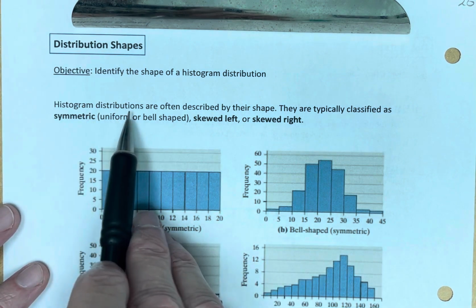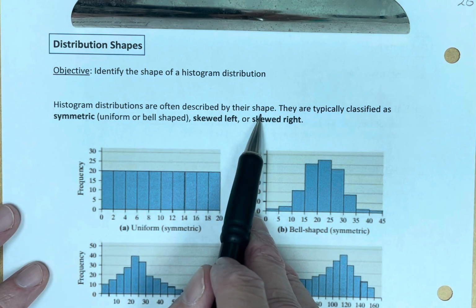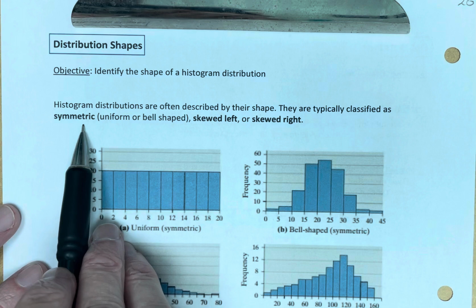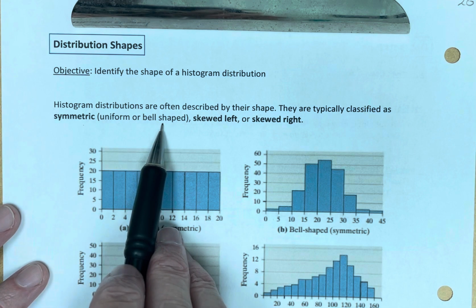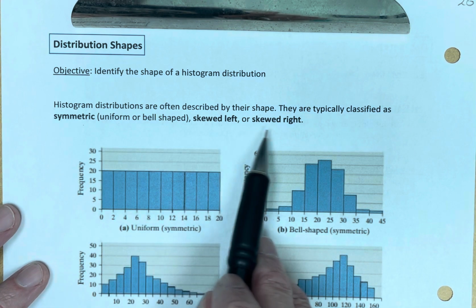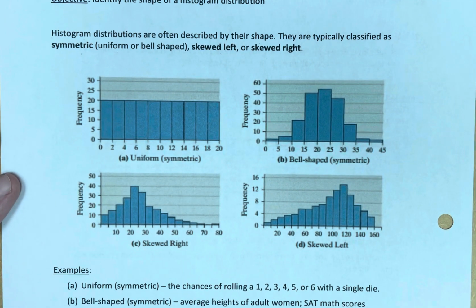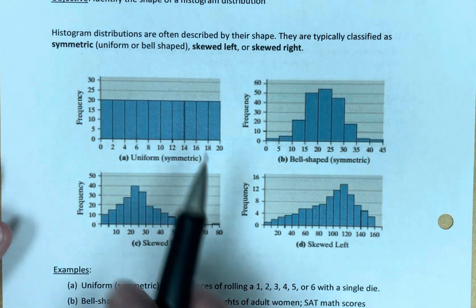Histogram distributions are often described by their shape. They are typically classified as symmetric, which is either uniform or bell-shaped, skewed to the left, or skewed to the right. So what does that look like as a picture in the histogram?